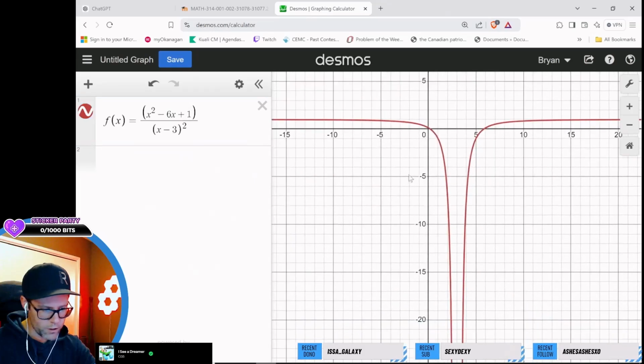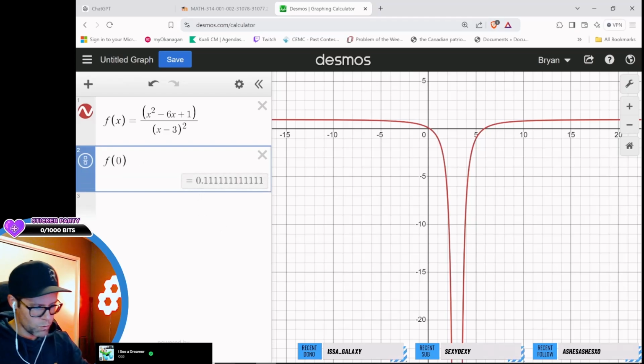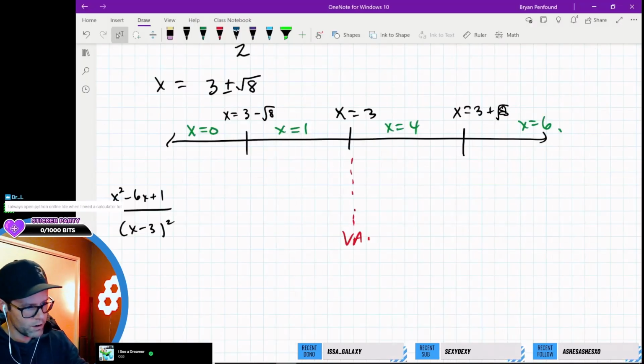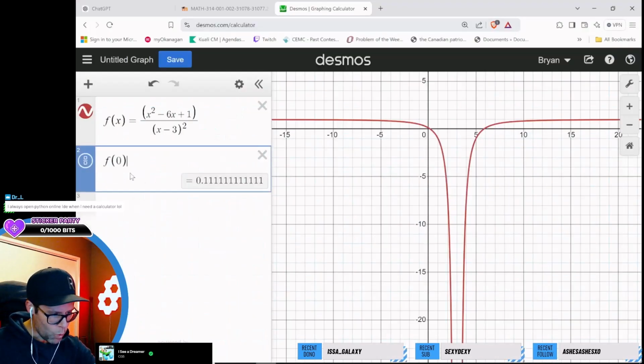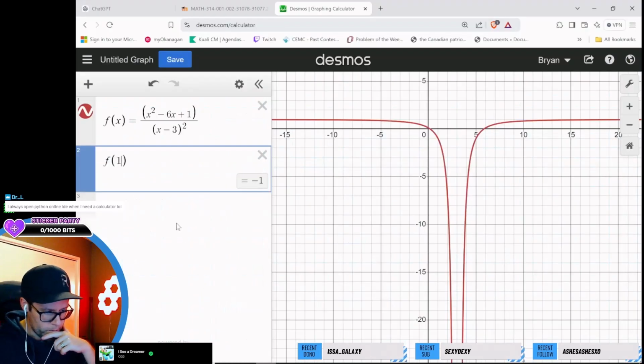Okay, here's our function. Here's what it looks like. Let's evaluate f at 0. F at 0 is 1/9 by the looks of it. F at 0 has a positive sign, so let's put positive. F at 1 is -1, so a negative sign. So f at 1 is negative. What do we need? F at 4, I think, is also negative.